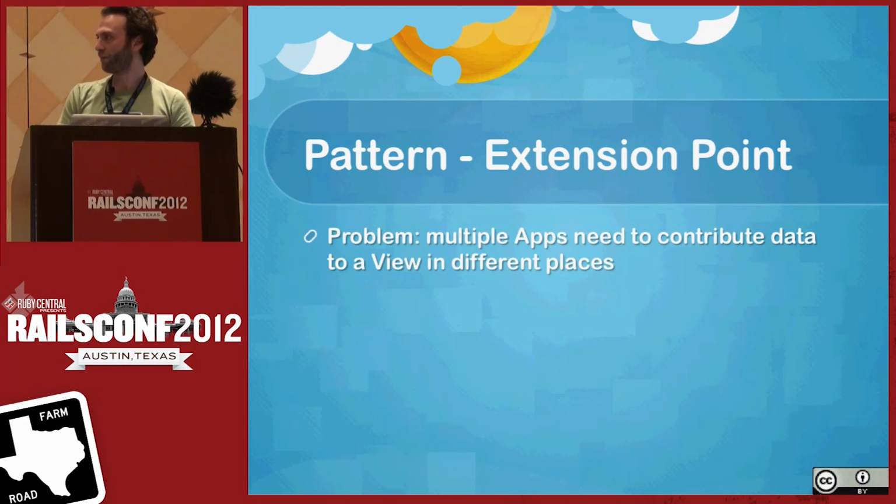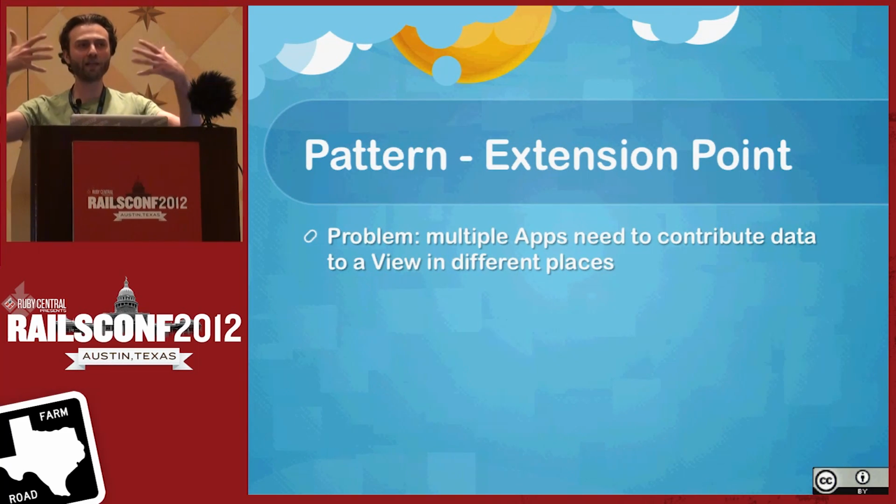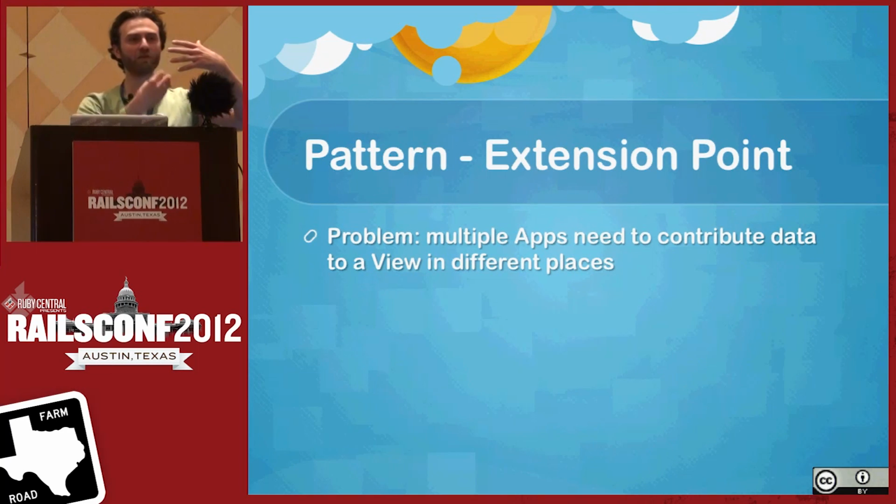So what's the problem? Multiple apps need to contribute data to a view in different places. The Eclipse IDE had that problem big time. You have the Eclipse IDE, but every time you add a plugin, it needs to contribute different pieces to the Eclipse user interface in different parts of it. So how do you solve it?